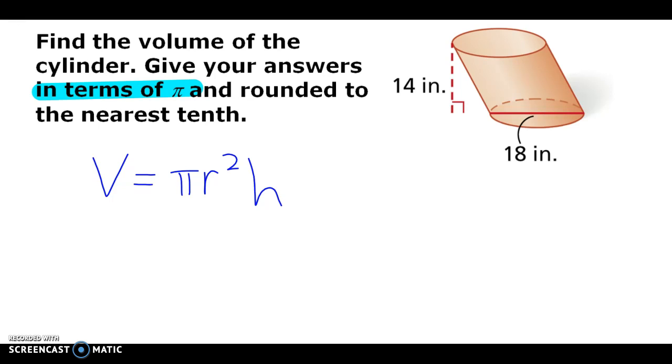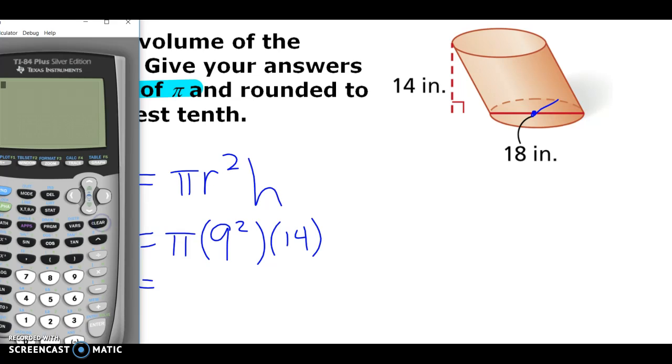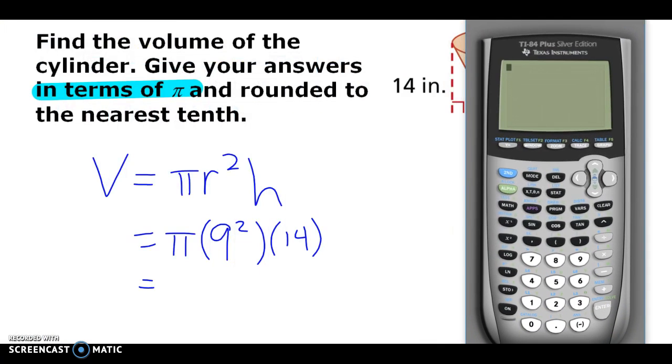Okay, so we have a radius of 9, half of the diameter. Be careful. So pi times 9 squared. What's the height? 14. We need to do the exponent first. Order of multiplication doesn't matter, but you have to do your exponent first. So PEMDAS: 9 squared times 14. That's not what I got. I got like 3,000.